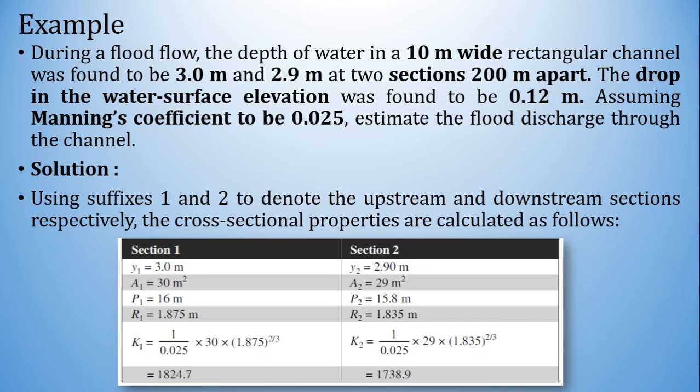Now values of K1 and K2 are calculated based on the formula K1 is equal to 1 upon n into A1 into R1 raised to 2 by 3, and K2 is equal to 1 upon n into A2 into R2 raised to 2 by 3, which is coming out as K1 is equal to 1824.7 and K2 is 1738.9.